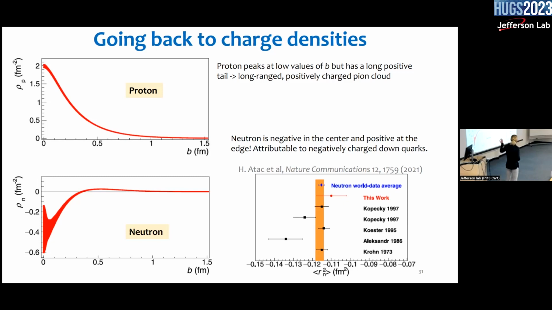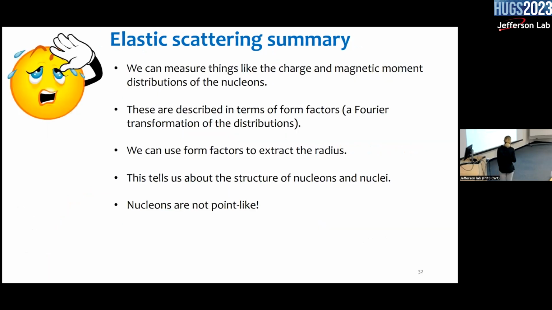So this is a good hint that QCD is playing into all of these things, even though we're not talking about quarks and gluons, there are signatures of it everywhere. Some people can also define a charge radius for the neutron. Okay, so for an elastic scattering summary, we can measure things like the charge and magnetic moment distributions of the nucleons. These are described in terms of the form factors.